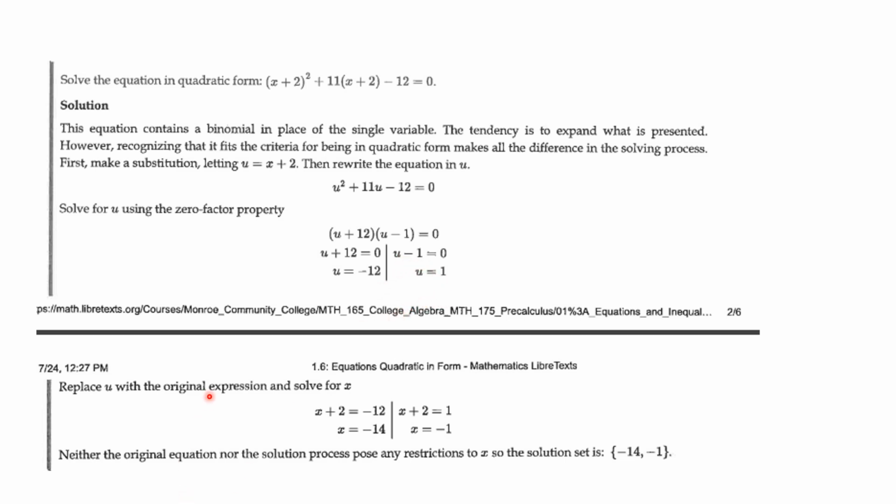But then we replace u with the original expression in x. So x plus 2 is minus 12, x is minus 14, and x plus 2 equals 1 tells us that x is equal to minus 1. Neither the original problem nor the solution process impose any restrictions on x, so the solution set for this problem is minus 14, comma, minus 1.